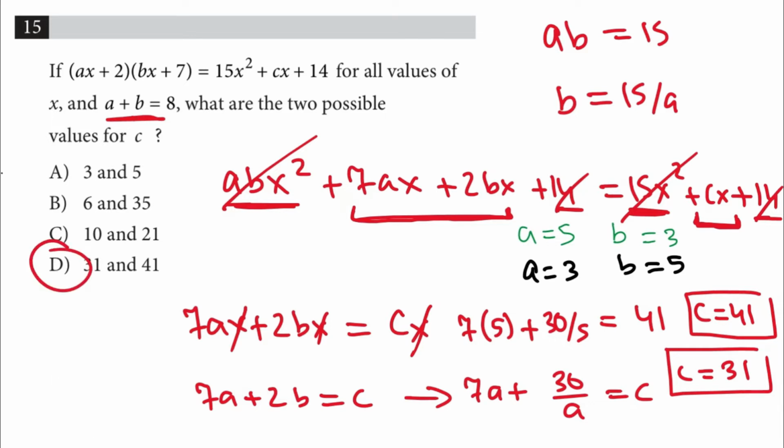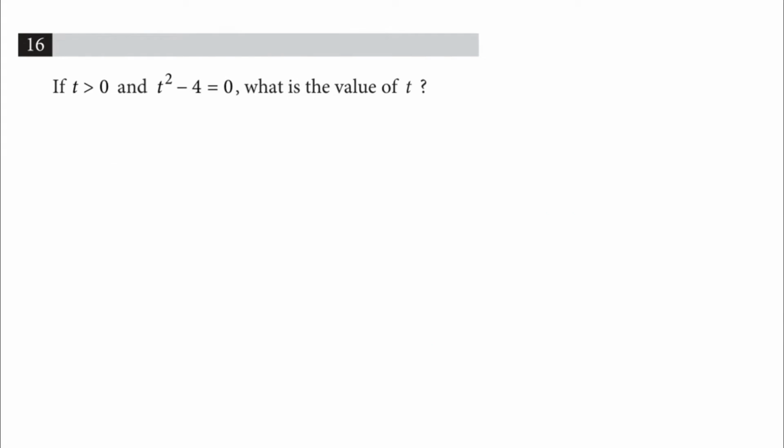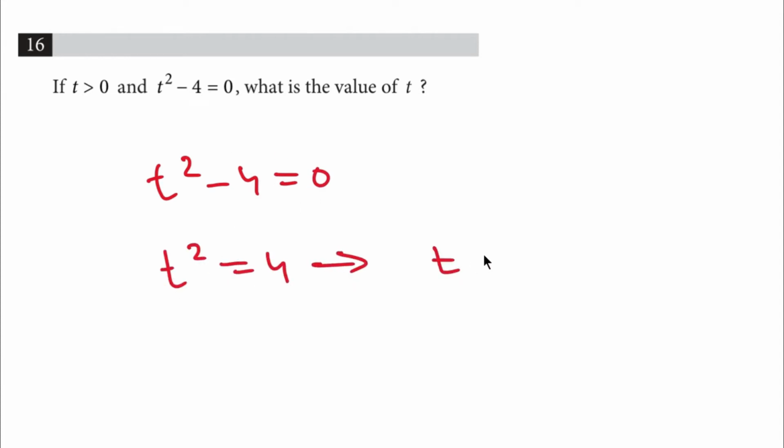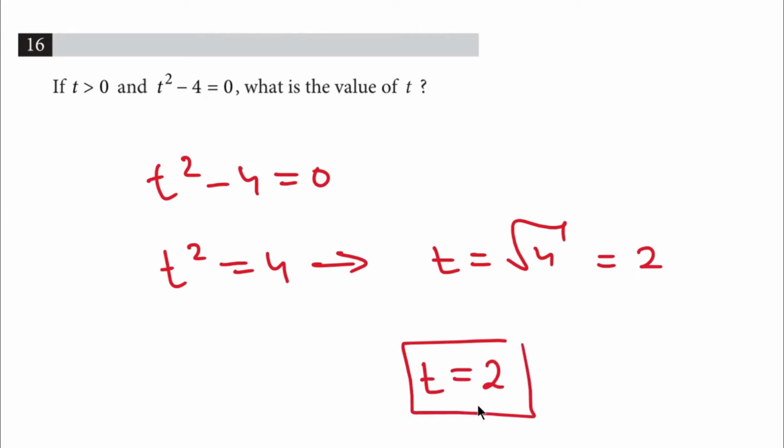Now let's move to the questions without answers. Try to do this one by yourself. It says t is a positive number and t squared minus 4 is equal to 0. By rearranging this, we get t squared is equal to 4. And therefore, t is equal to the square root of 4, which is actually 2. So the correct answer is t is equal to 2. This is a simple problem, and leaving this on the real exam would be a shame.